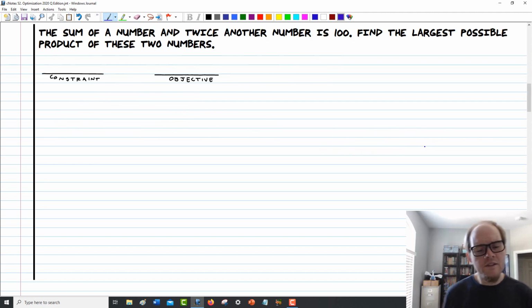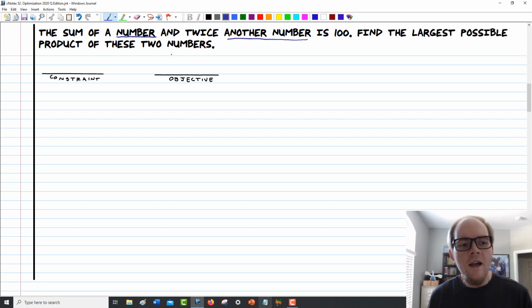So the next one we're going to look at resembles that first one just a little bit. I'm going to move through it pretty quickly because I don't think this is as essential as the others. It says the sum of a number and twice another number is 100. And by the way, when they start talking about things like a number and another number, as a heads up, you're probably just going to want to call them x and y.